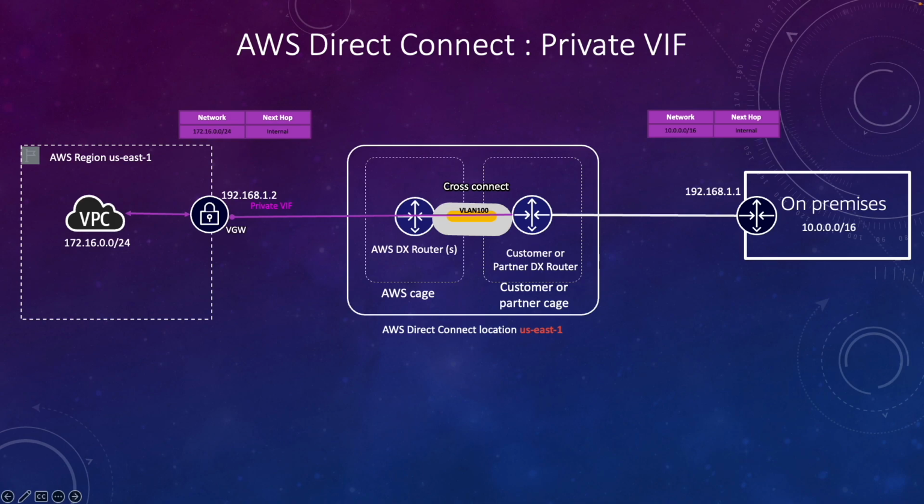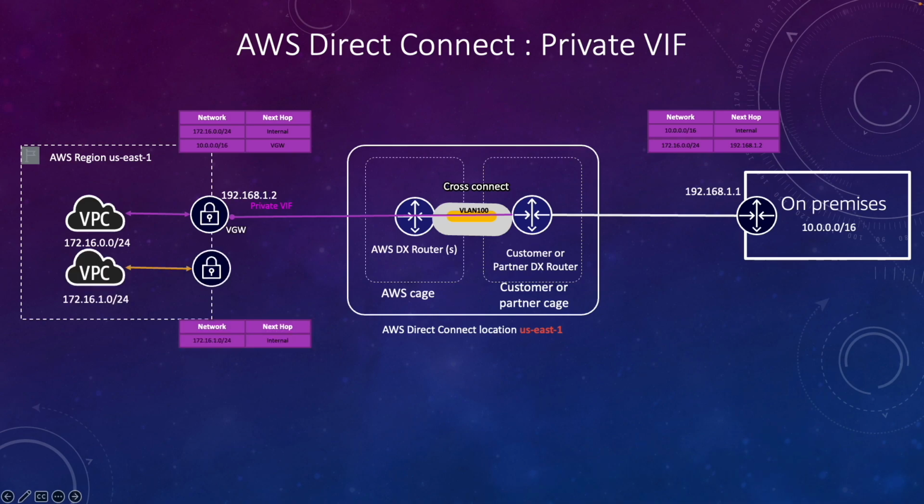And once the BGP connectivity is done, your route tables will be updated accordingly. The AWS route table will be updated so that any traffic for the on-prem CIDR will go to the virtual private gateway, and your on-prem route table will be updated so that any traffic for the VPC CIDR will go to the Amazon side of the IP address which we provided while creating our private VIF. If we have another VPC in the same region, you create another VIF. You will provide a different VLAN number for that, and after that you will get two IP addresses and your route tables will be updated accordingly.